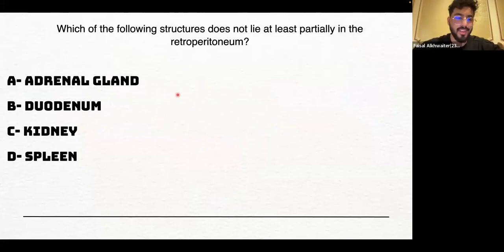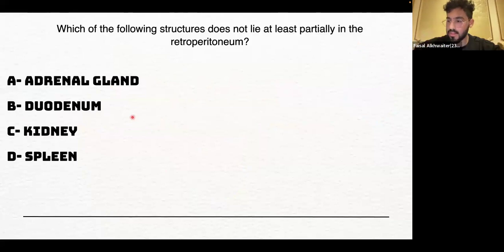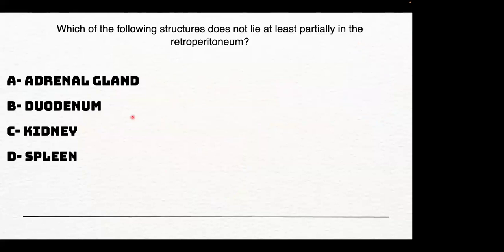Okay, let's start with an easy question. Which of the following structures does not lie at least partially in the retroperitoneum? C, the kidney. So what is your answer? Is it C or do you want to change it? I'm going to change it. He's asking which of these is intraperitoneal. The adrenal gland, the duodenum, and the kidney, all of these are at least partially retroperitoneal. So the answer would be D.